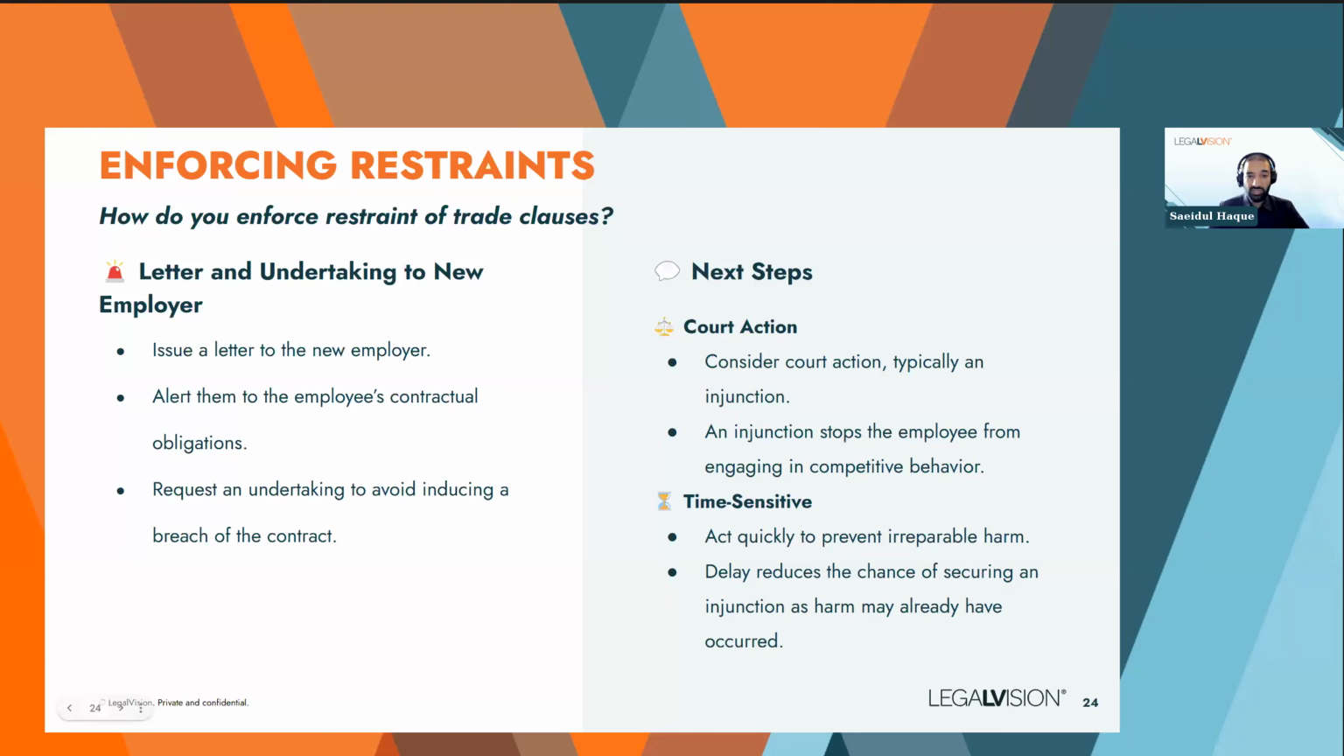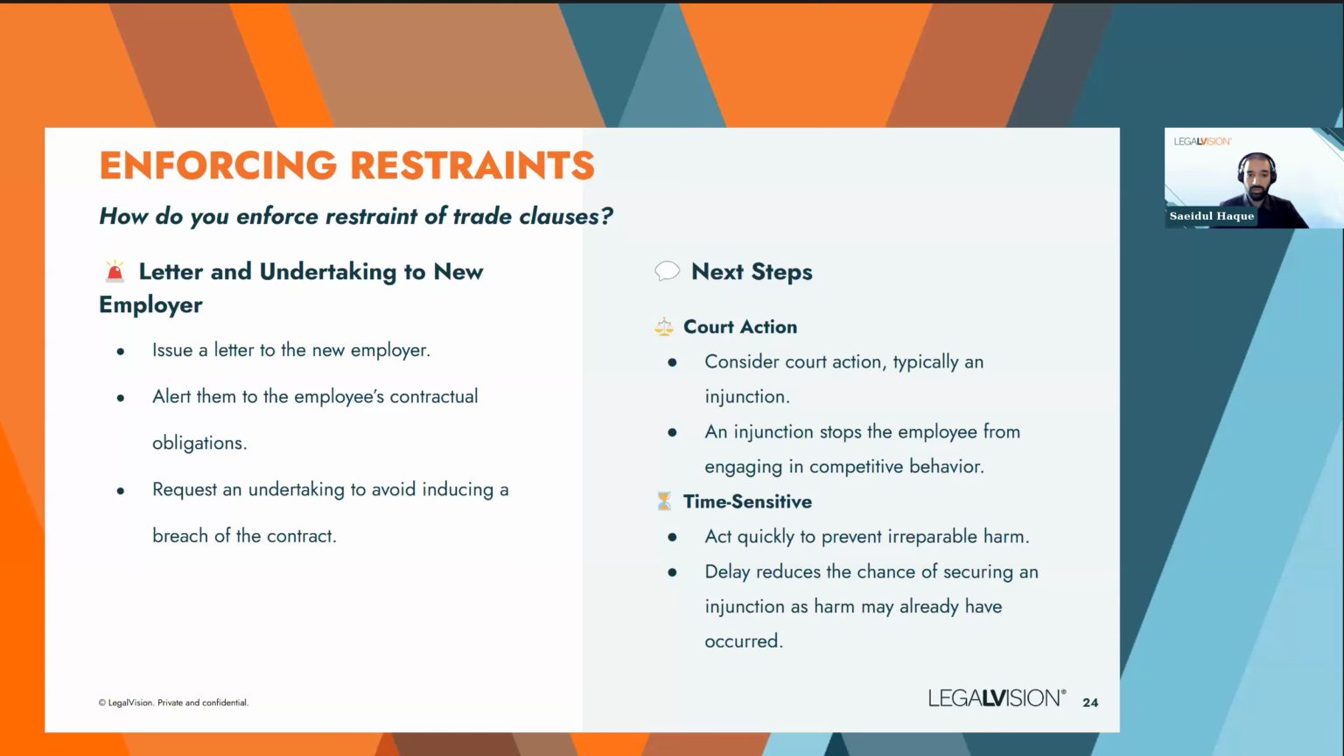You can also consider a letter and undertaking to a new employer. So what you would essentially do in that circumstance is issue a letter to the new employer and alert them to the employee's obligations under the employment contract and request for the new employer to provide an undertaking that they will not induce that former employee of yours to breach the obligation that they owe to you under the terms of their employment contract.